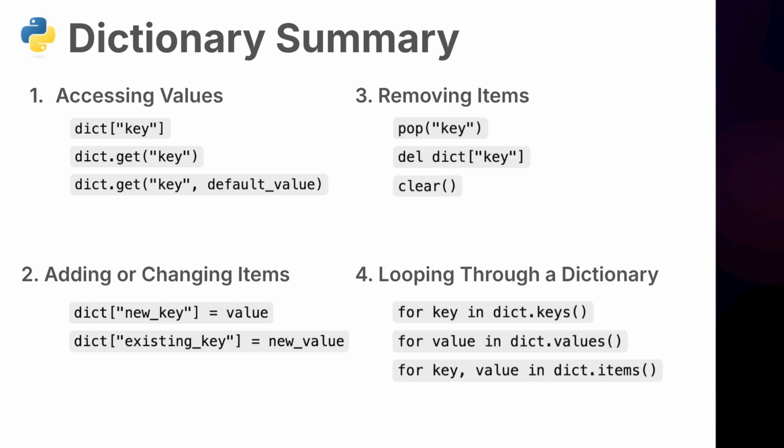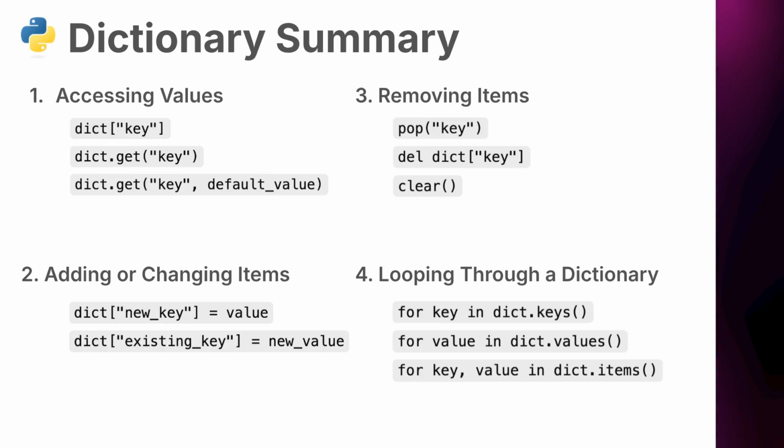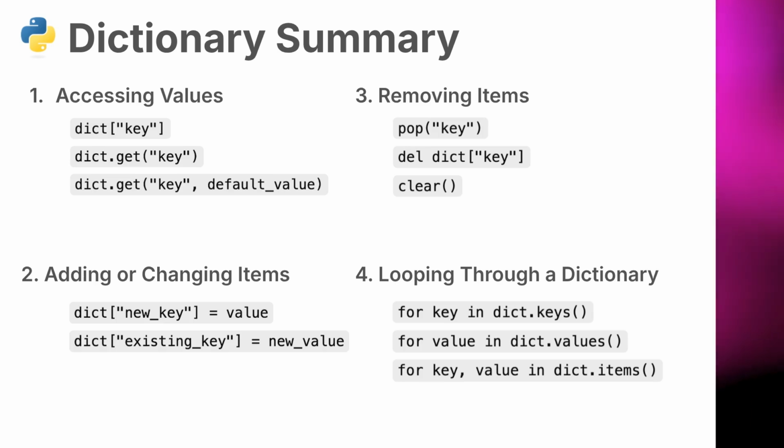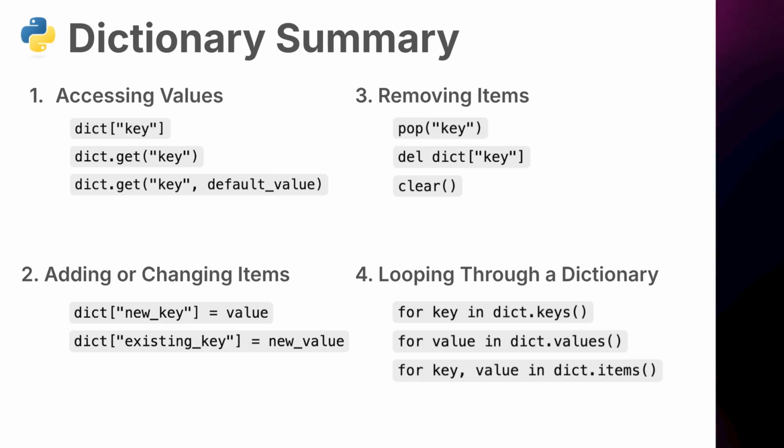4. Looping through a dictionary. For key in dict.keys(), loops through all keys. For value in dict.values(), loops through all values. For key, value in dict.items(), gives you both key and value pairs at the same time.